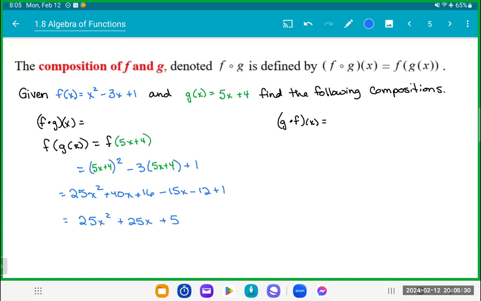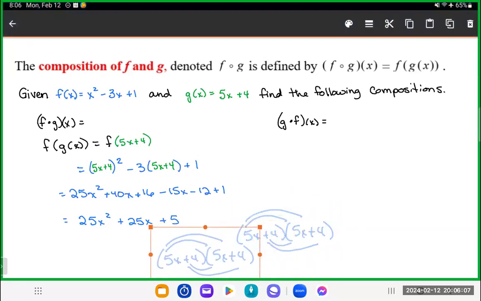Question. Where did the 40 come from? The 40, so you have to do 5x plus 4 times 5x plus 4. And so when you do the FOIL method, it simplifies because you have 5 times 4 here is 20x, and the innards you have 4 times 5 is also 20x. When you add those together, you get 40x. Does that help? Perfect.